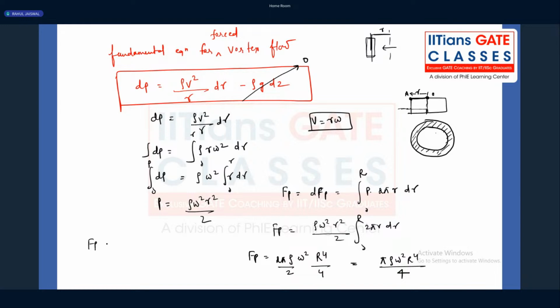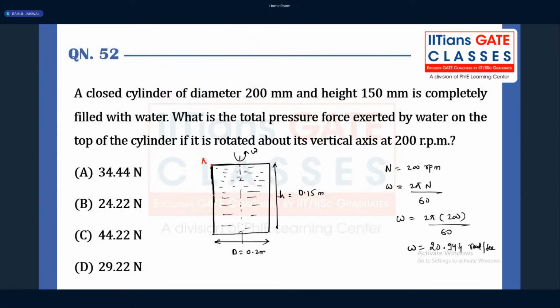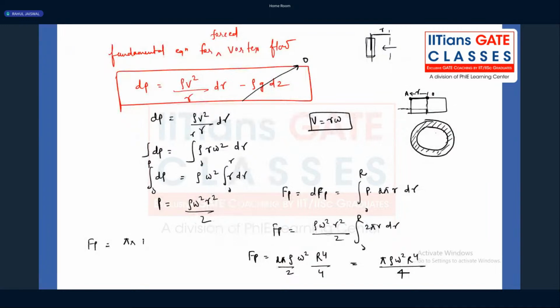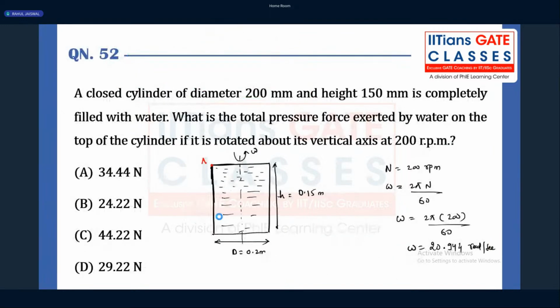So if you put the values, what is the value they have given? Pi. Now what is the value of rho in the problem? It is water, so water density is 1000. Omega, everybody, we have already calculated as 20.944.